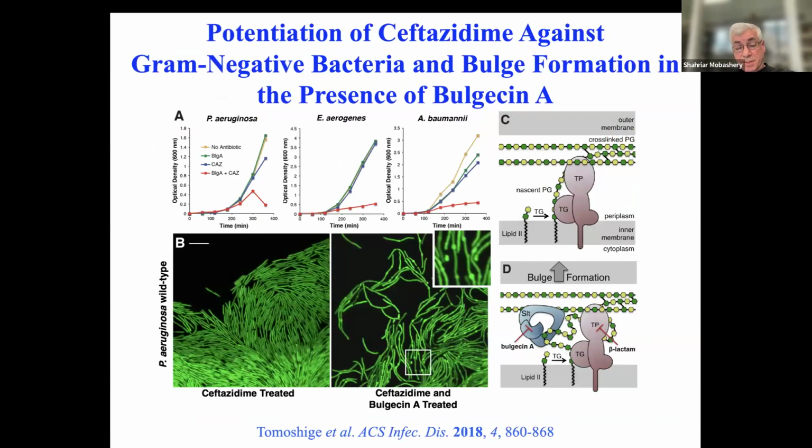So these are experiments by David Dick in my group. If you take Pseudomonas aeruginosa that produces green fluorescence protein constitutively, bacteria look like this. If you treat them with ceftazidime, which is a beta-lactam at sub-MIC, that's how they look. But the moment you add bulgesine A, you start getting these bulges at the point where septation would take place. So as bacteria are growing, they need to have septum for the daughter cells to separate. Instead, we are getting bulges.